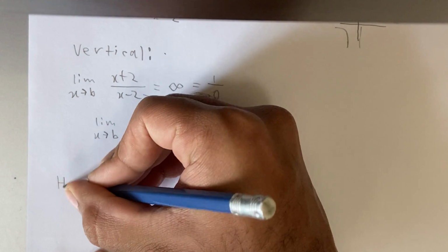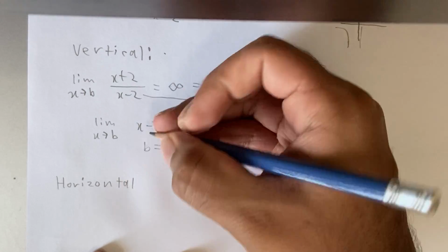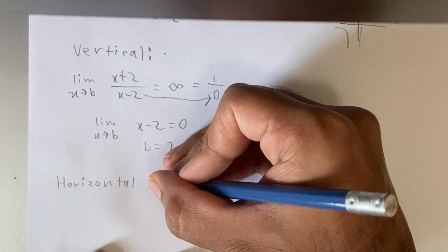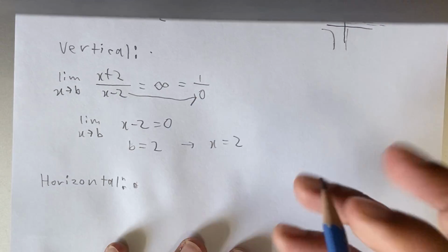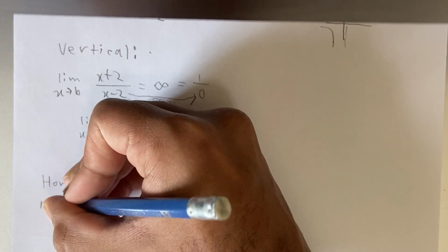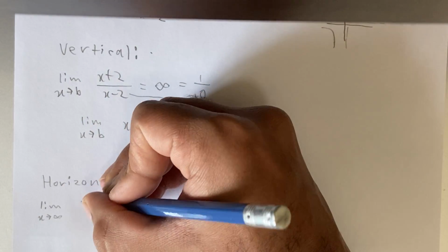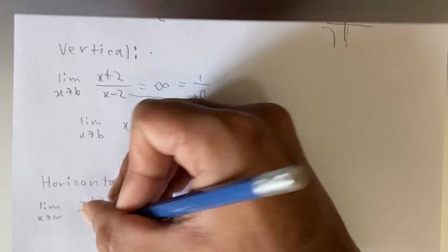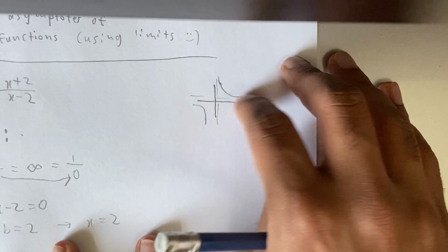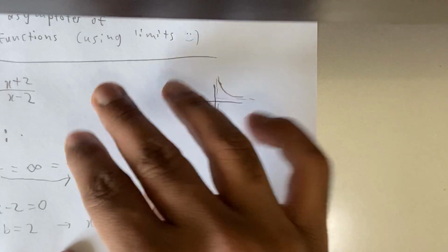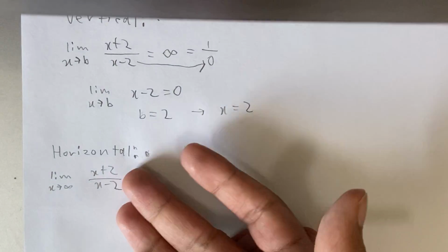Now for the horizontal asymptote, it's a little different. Here instead we say that we take the limit as x goes towards infinity of x plus 2 over x minus 2. Why? Because the function approaches the horizontal asymptote when x is infinity or minus infinity. So that's why we're doing this.